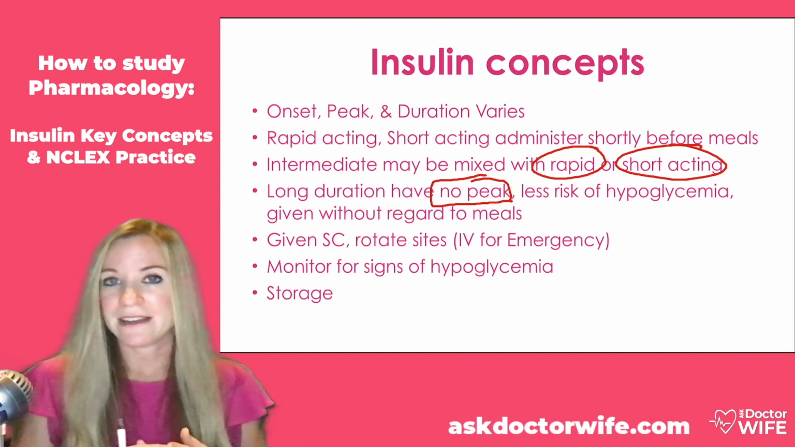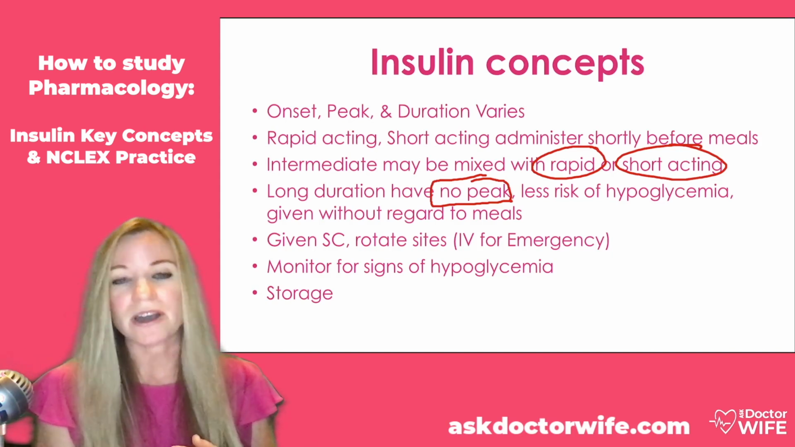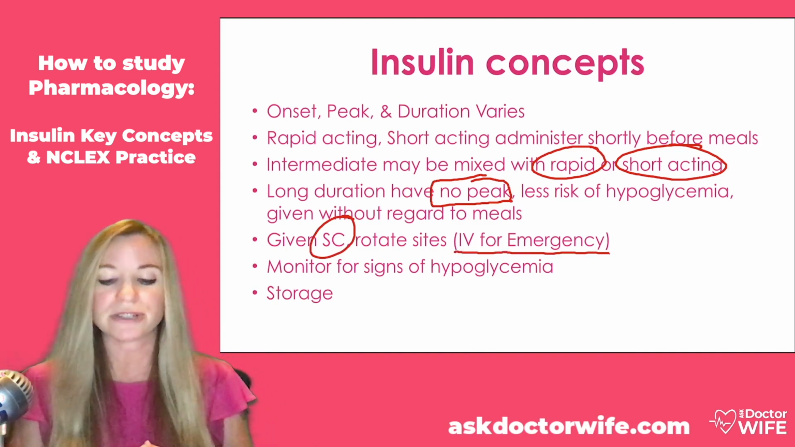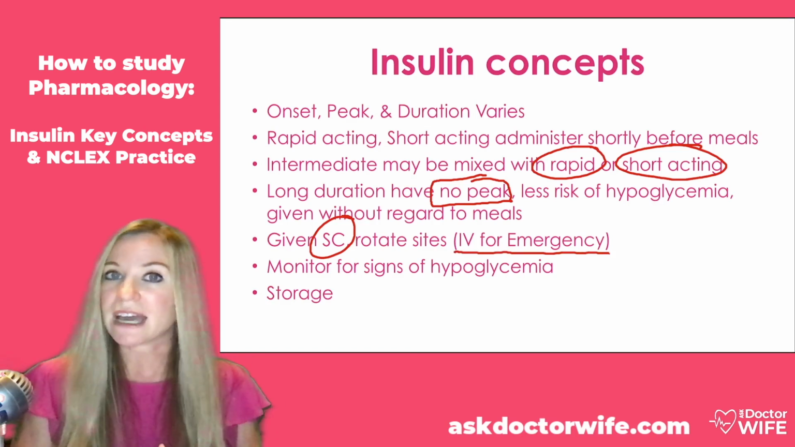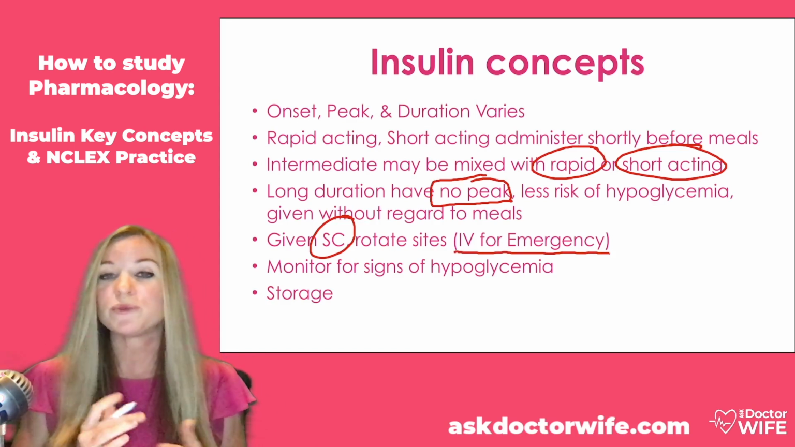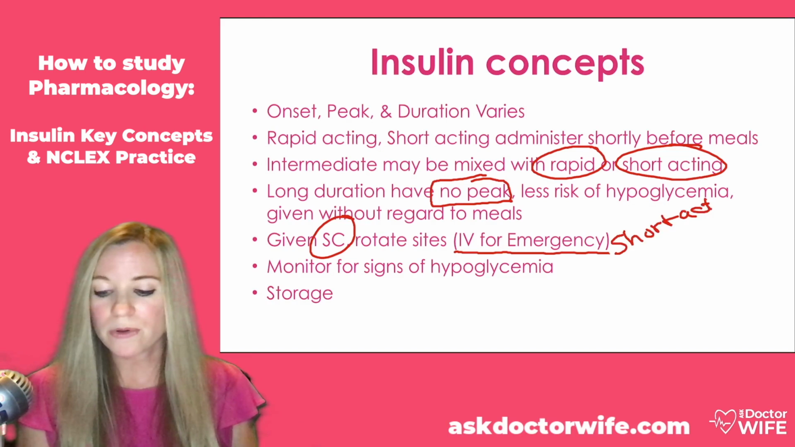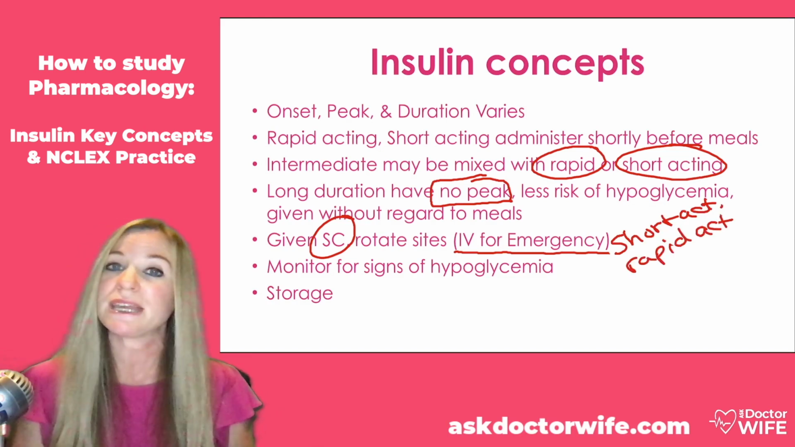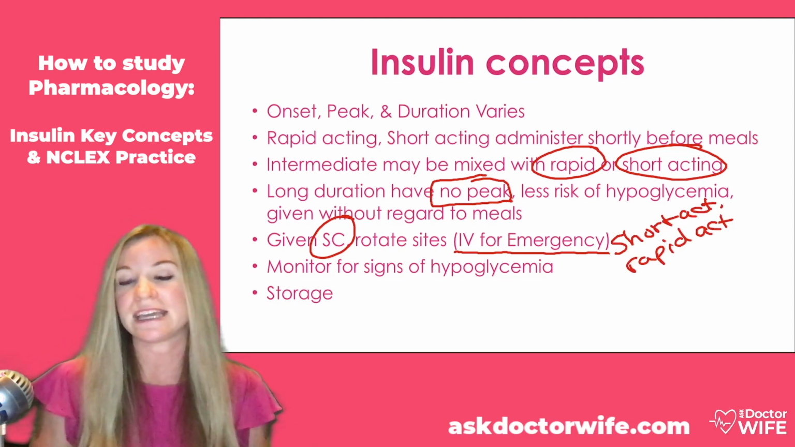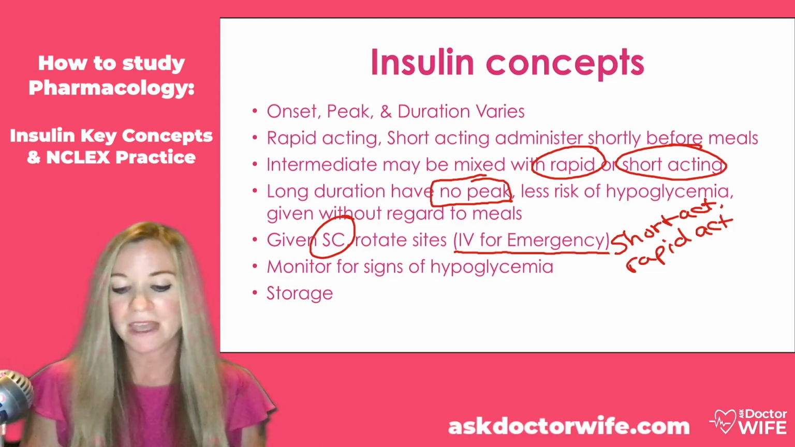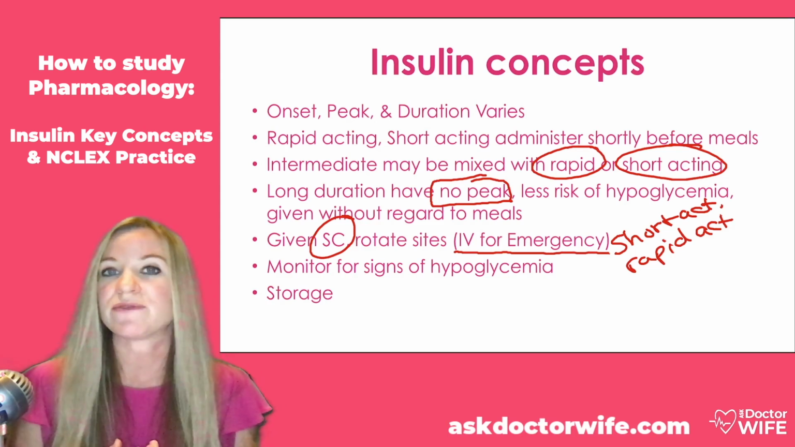Also, with insulin, we give insulin sub-Q. We talked about that. We can also give it IV, but IV we tend to give in an emergency. And when we give it IV, it's really important you know this. When we give insulin IV, we're going to give the short acting or the rapid acting forms. We don't give intermediate acting or long acting IV. We're going to give short acting or rapid acting only. And then monitoring for signs of hypoglycemia.